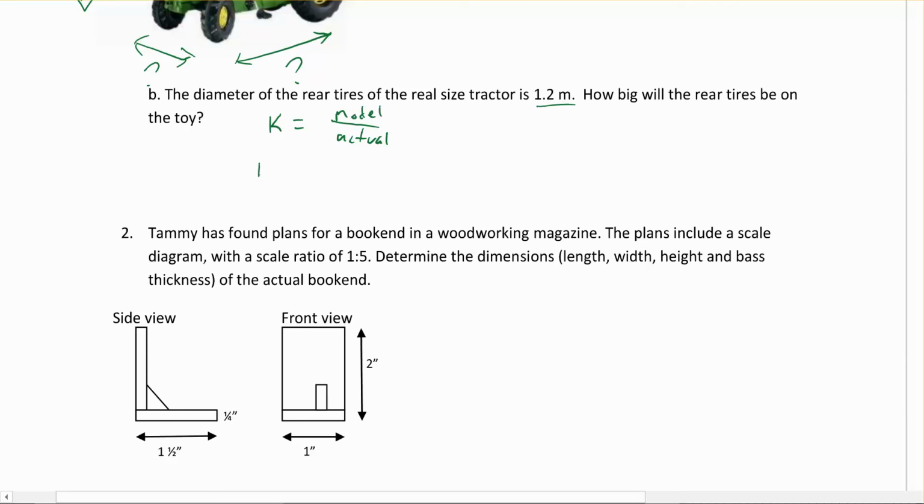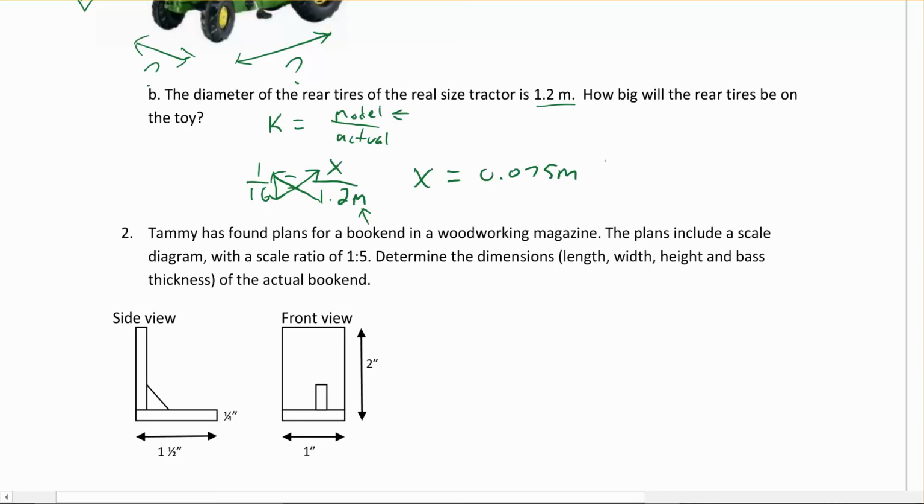Okay, so 1 over 16 instead of a K is equal to, now this time we don't know what the model is. That's what we're looking for. So that's going to be x over, and we do know the actual size of the tire is 1.2 meters. If you solve for x, you could just cross multiply. 1.2 times 1 divided by 16 gives you x. So x is equal to 0.075 meters. Make sure that you got your units correct. We were dealing with meters there, so our answer is in meters.